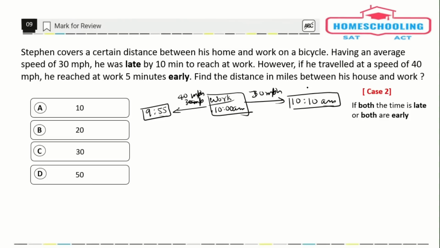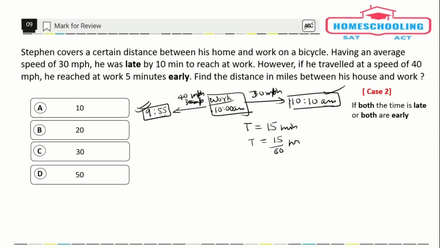So from this you can say that if he increases speed from 30 to 40 miles per hour, the time difference would be how much? From 10:10 to 9:55, that is 15 minutes. These two have a time gap of 15 minutes. We can convert 15 minutes into hours, so it is 15 divided by 60 hour. We know that to convert minutes into hours, we divide by 60.